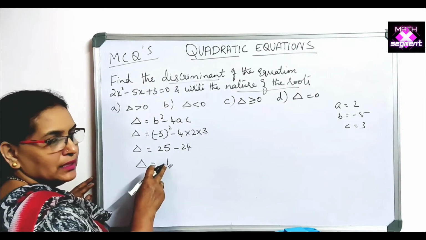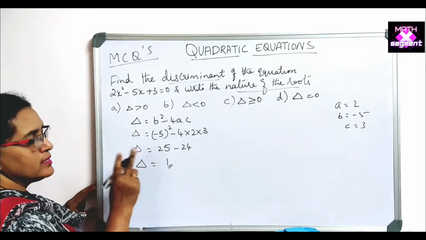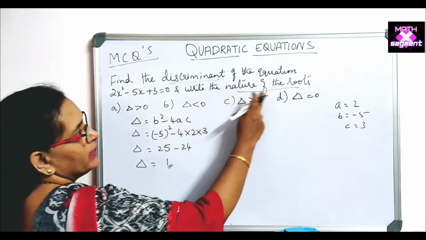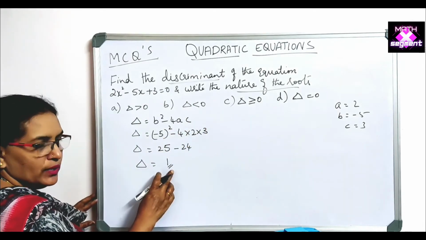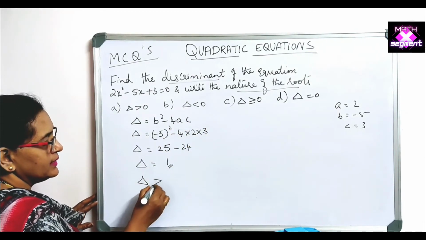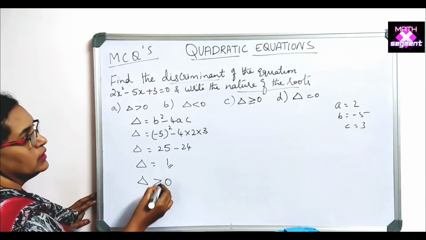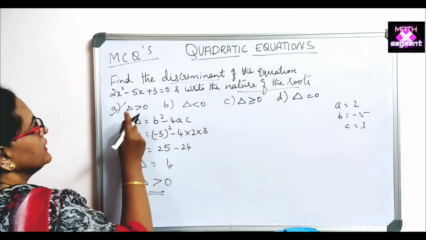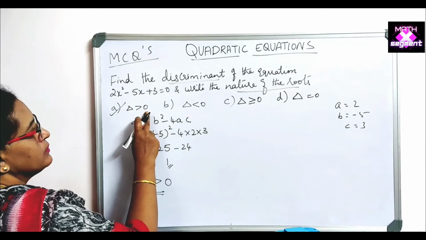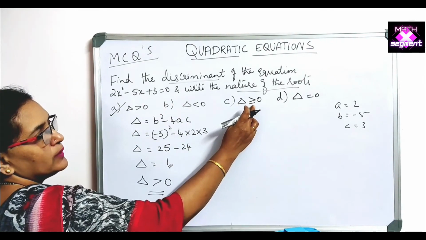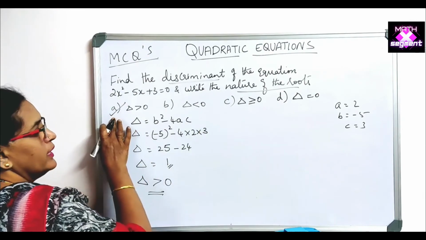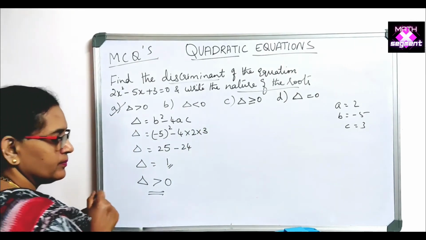This is nothing but the discriminant. Discriminant is 1. And now you have to write the nature of the roots. So what is the nature of the roots if it is 1? That is delta is greater than 0. So here option A is the correct answer because option B is delta equal to 0 and option C is delta greater than or equal to 0. So that's why option A is the correct answer.